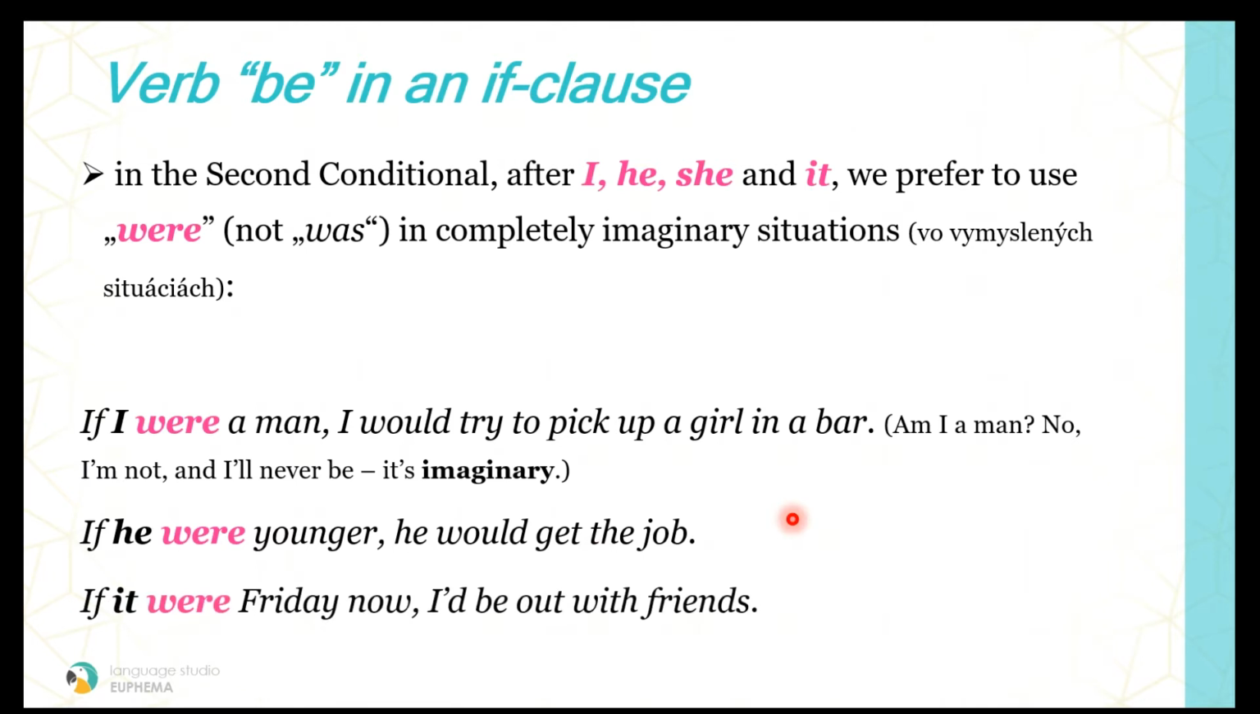Finally, if it were Friday now, I'd be out with friends. Is it Friday now? No, it's not. It's Tuesday, only Tuesday, and I am working. But if it were Friday, I'd be out with friends, drinking beer, maybe. So if I were, if he were, if it were, if she were, this is classic second conditional.